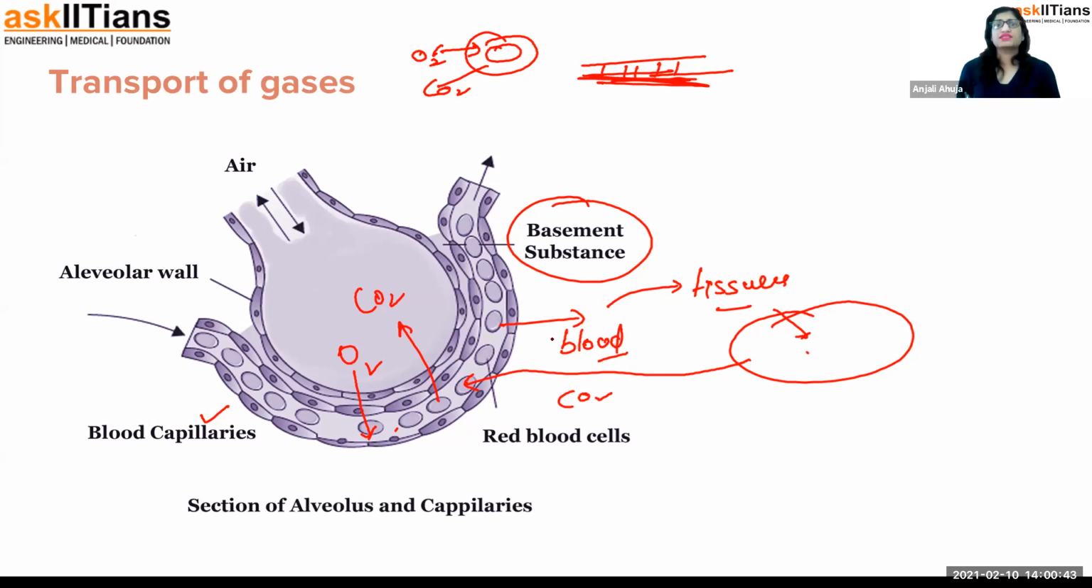Now the question arises, how do this oxygen and CO2 move in the blood? Are they moving randomly? Are they combined with something? That's what we have to talk about in the topic transport of gases. I have two blank slides. I have a lot of space to write, so let's start.